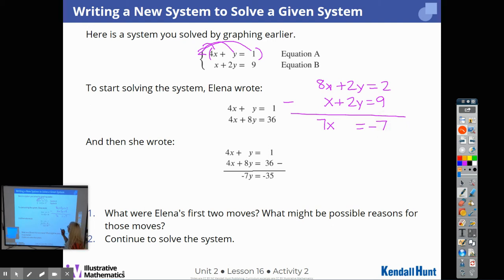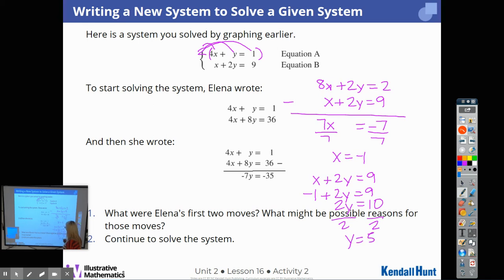gives us negative 7. So then we would divide both sides by 7, and x would equal negative 1. So we still get that same value for x. If you plug that back in, we would have x plus 2y equals 9. So negative 1 plus 2y equals 9. Add that. You get 2y equals 10, divide by 2, and y equals 5. So we still got the same outcome, negative 1, 5.